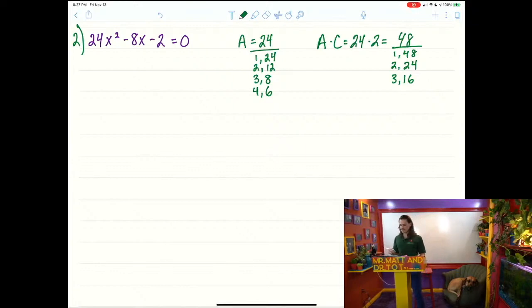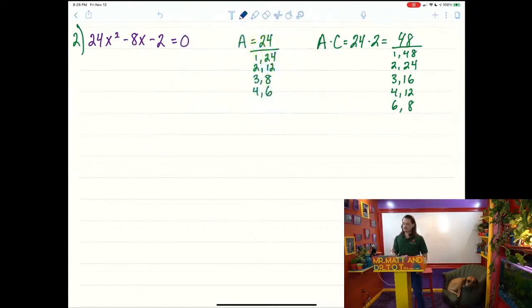So we need to add together to get 8. Notice that 4 and 12, we can add together to get 8. And notice that the c value here is negative. That's indicative that the two factors have to be opposite signs of each other. And that would work with these two factors because we could have a negative 12 and a positive 4 to give us a negative 8.